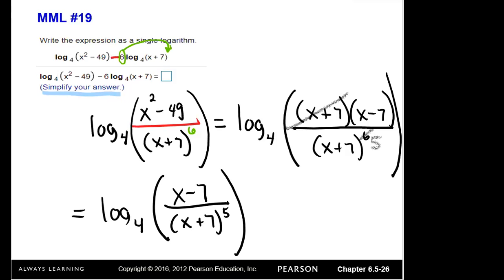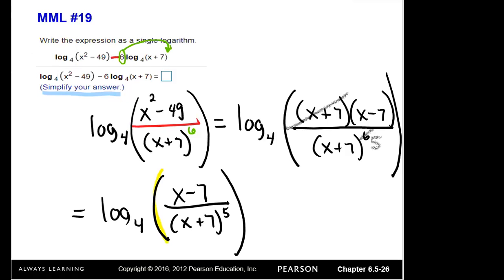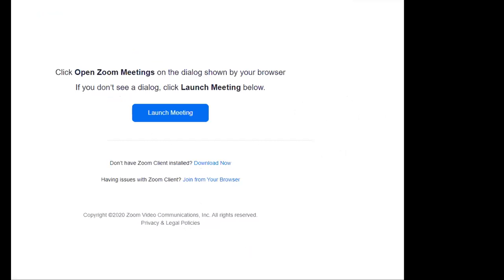And just so you know, this set of parentheses here, they're really not needed in MyMathLab. I prefer to put them there. But you just have to make sure it's log base 4 and then get your cursor out of the subscript position and then hit the fraction button, so you can get a fraction in there. Let me go show you that real quick.